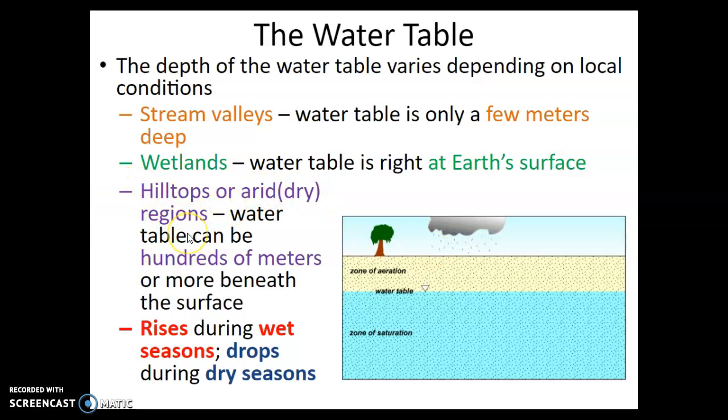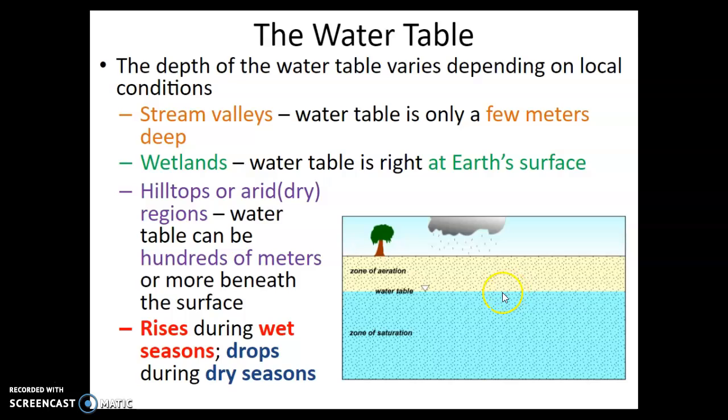In hilltops or dry regions, the water table can be super deep within the earth because the precipitation isn't going to be infiltrating into the ground, and it won't be recharging the water table. So drier areas will have a deeper water table.